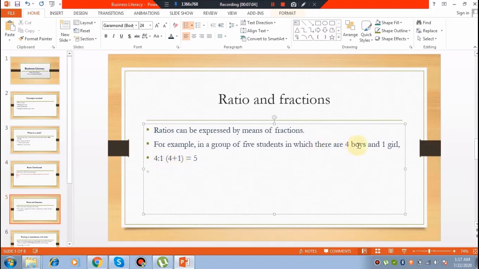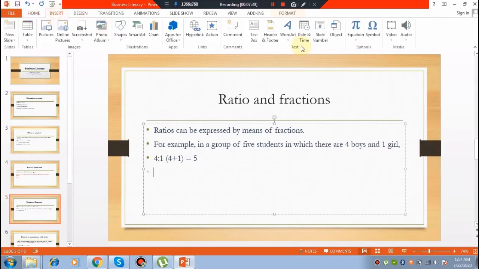There's 4 boys and 1 girl. Obviously, that represents girls, that represent boys. Do you see? 1 for girls, 4 for boys. So in a fraction, how do I express this? Like I said, your denominator always is the total number of the group. You add the 2 together. So now the ratio of girls, the fraction of girls to boys, will be as follows.